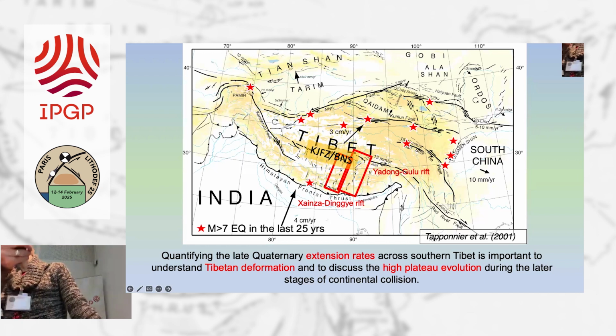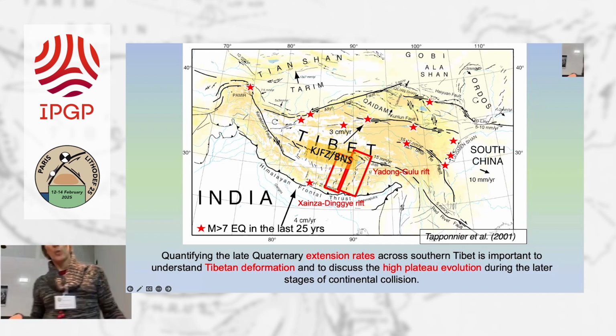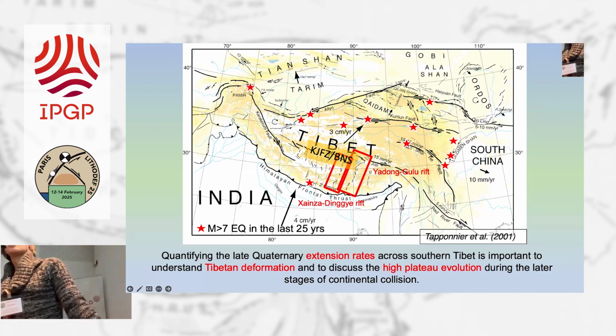So southern Tibet is located between the Karakoram Fault to the west and the Jali Fault to the east, south of the Bangong-Nujiang Suture, or the Karakoram-Jali Fault Zone, like Paul and Rolando Armijo defined like 50 years ago. So I will discuss the Yadong-Gulu Rift here, which is the closest to Lhasa, the well-studied one, and the Xainza-Dinggye Rift here. So we want to quantify the late Quaternary extension rates across this 1,000 kilometer region of southern Tibet to understand Tibetan deformation and also to discuss the high plateau evolution during the later stages of the continental collision.